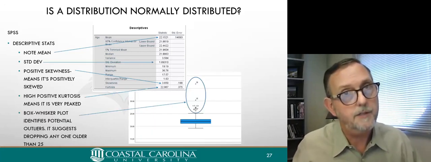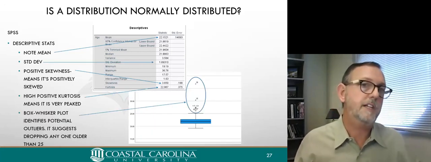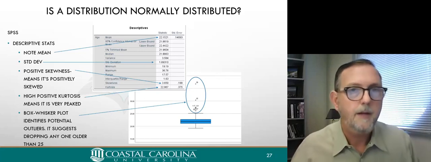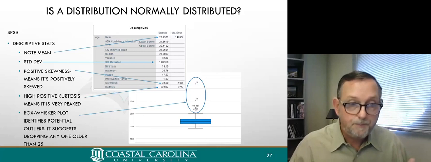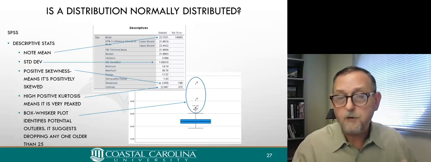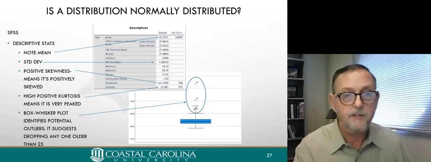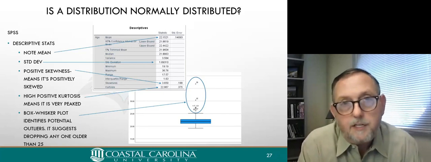Okay, that could be problematic. That means it's not normally distributed. So we may actually have to do some things to deal with that. Also with this data, we're going to have a printout or some plots that are available too.